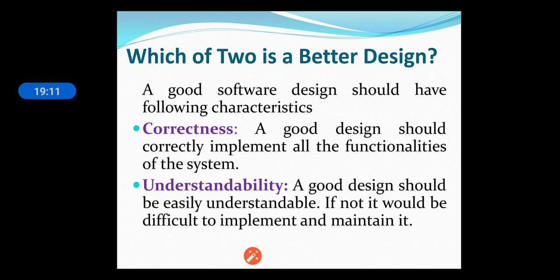The next one is understandability. A good design should be easily understandable. If not, it would be difficult to implement and maintain. In later sessions, let us see how to get this understandability. By having modularity and a layered arrangement among the modules, we can have that understandable nature. This plays a major role in saying that a design is a good design. Why? Because without understanding a design, we can't say whether it is good or bad. So that is the most important characteristic of any design model.